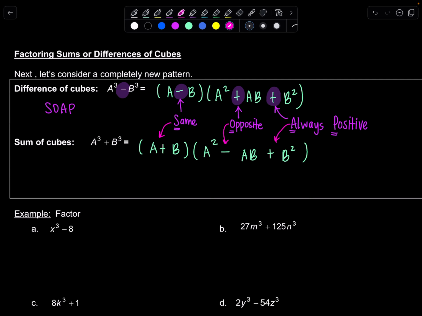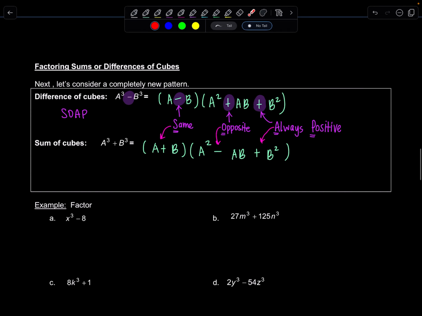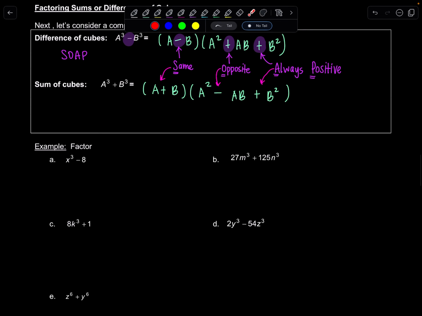The nice thing is, once you've got this formula down and you know how to apply it, the majority of the time this little trinomial here is prime. So you don't have to worry about factoring further, usually. Okay, so here we go. Let's look at some examples. Factor x cubed minus 8. I'm going to go slowly in the beginning just in case you guys are getting used to it.